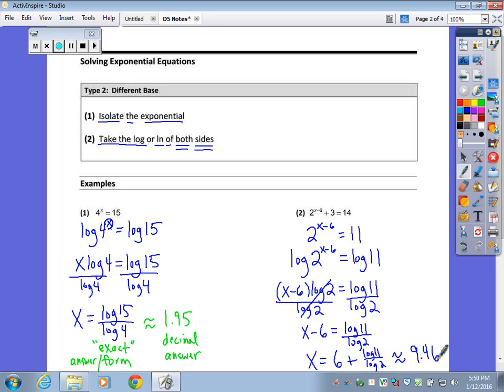Now, in both of these examples, I took the log base 10 of both sides. And that's what you're going to do on almost every single problem, unless the problem has e's in it. If the problem has e's in it, then you want to be taking the natural log of both sides.